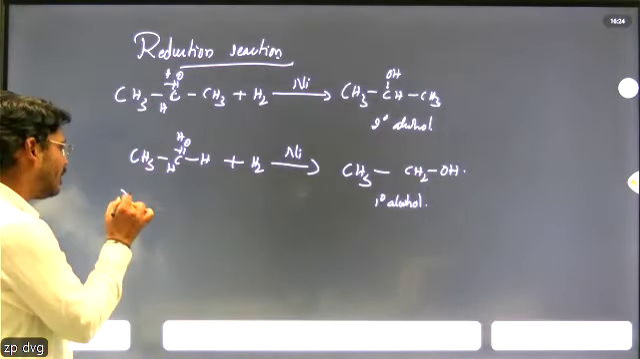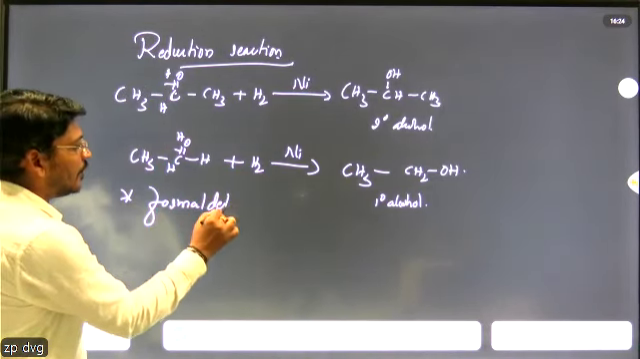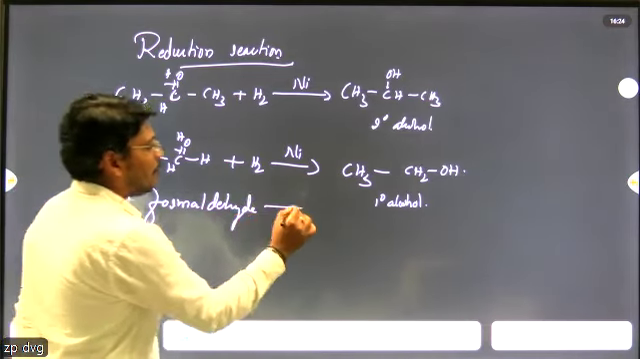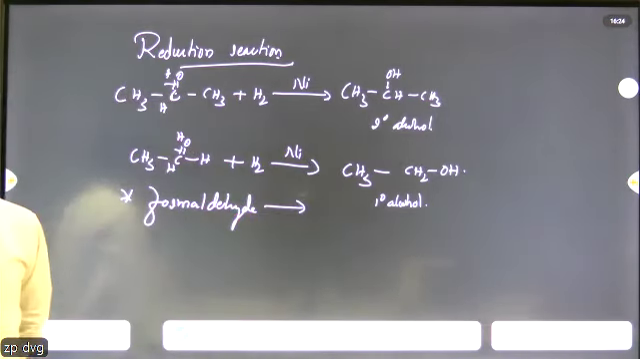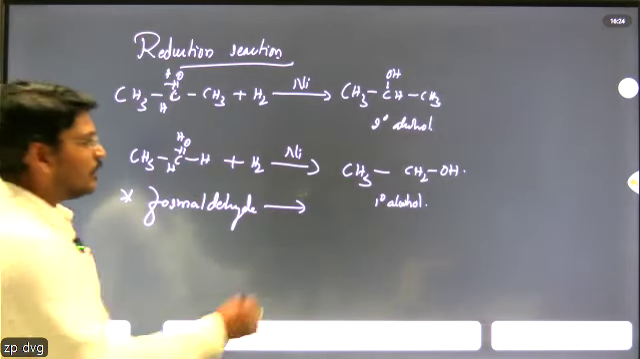In the same way, if we use formaldehyde, formaldehyde also undergoes reduction. So compulsorily it forms methanol.